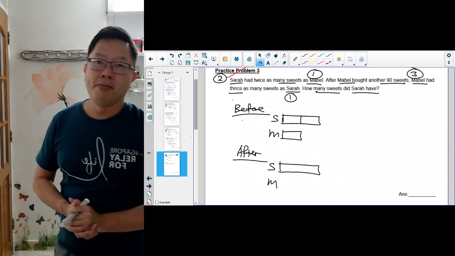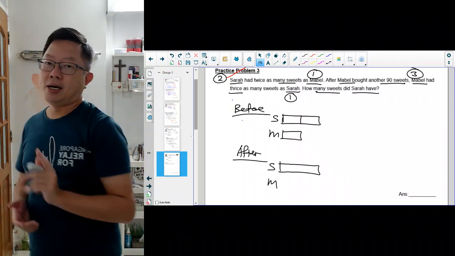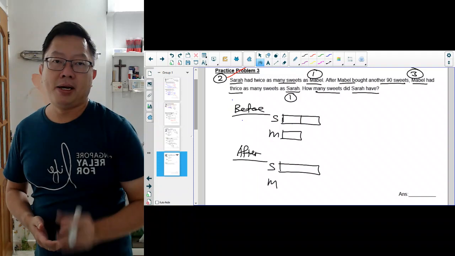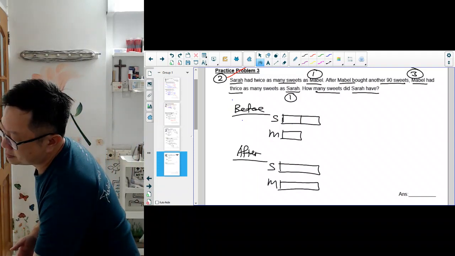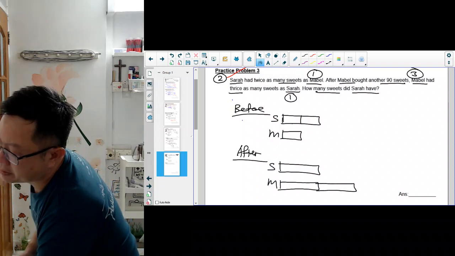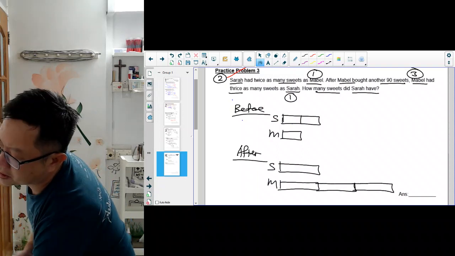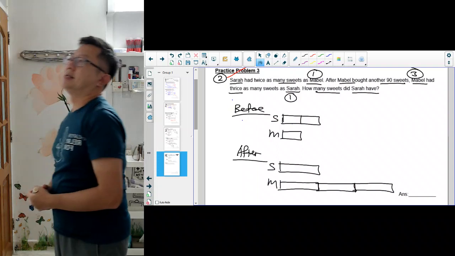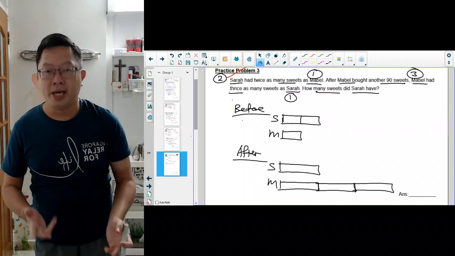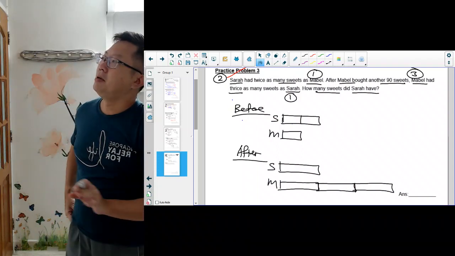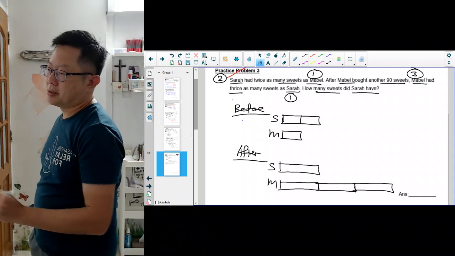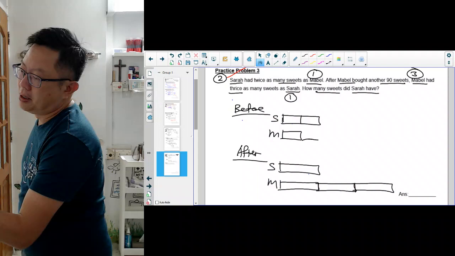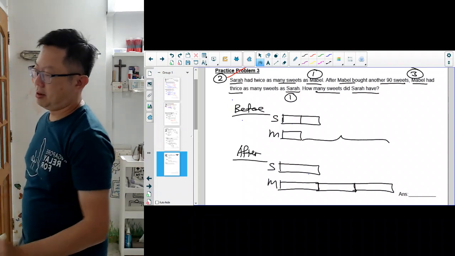And then what do you do? And then you can see that Sarah has only 1 time in the end, and Mabel has 3 times of Sarah. So Mabel has 1, 2, and 3. So that's how you draw 3 times for Mabel, and Sarah has 1 time in the end. Okay, what else do you put onto the model? Now Mabel bought another 90 sweets. So where do you put the 90 sweets? You can put the 90 sweets like this.